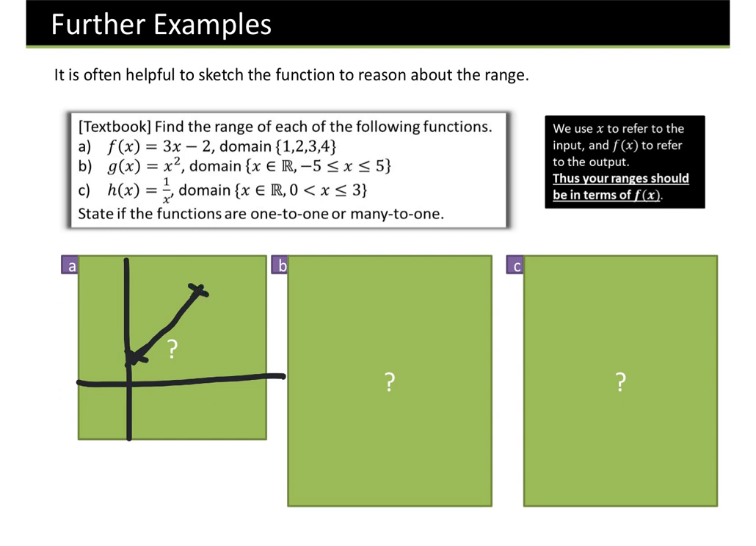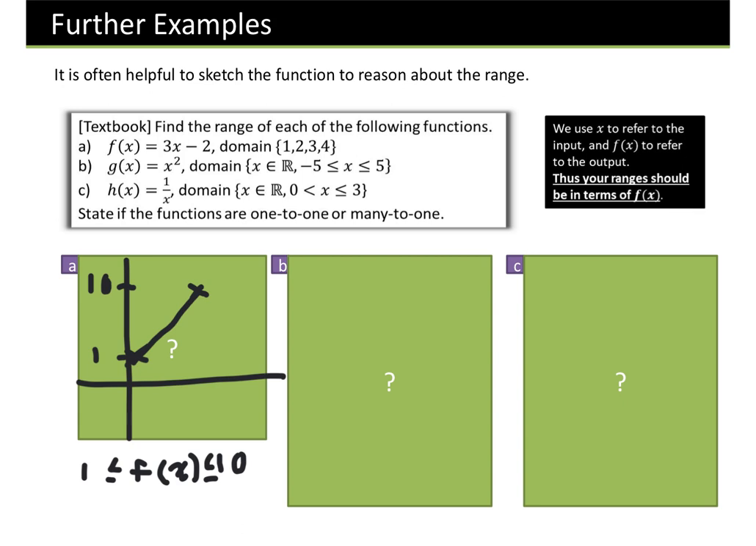So they want us to find the range of the values. This value right here, where I started, was 1. That's what happened when I substituted x is equal to 1 into the function. 3 times 1 is 3, take away 2 gives me 1. And then my y value at the top here, 3 times 4 is 12, take away 2 is 10. So the range for this one is between those two things. So we have f of x, the range, is between 1 and 10.